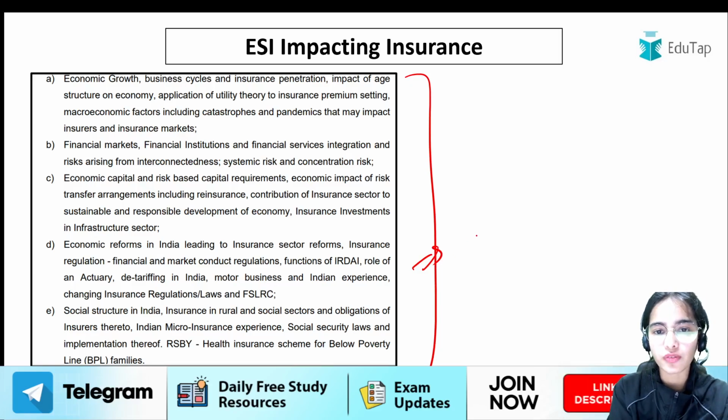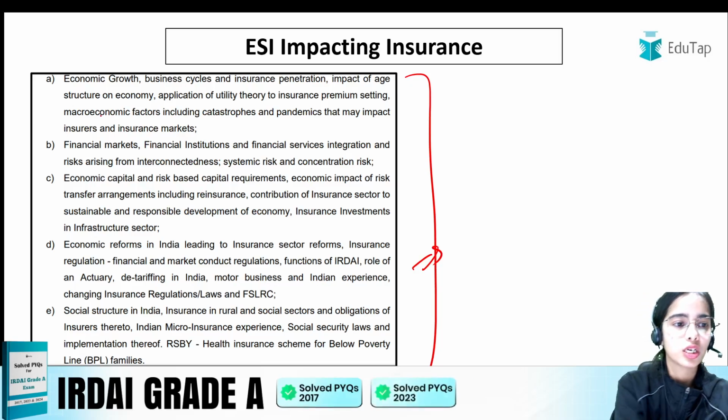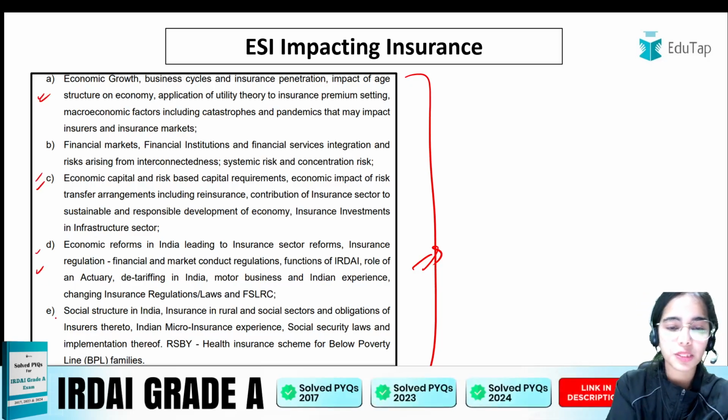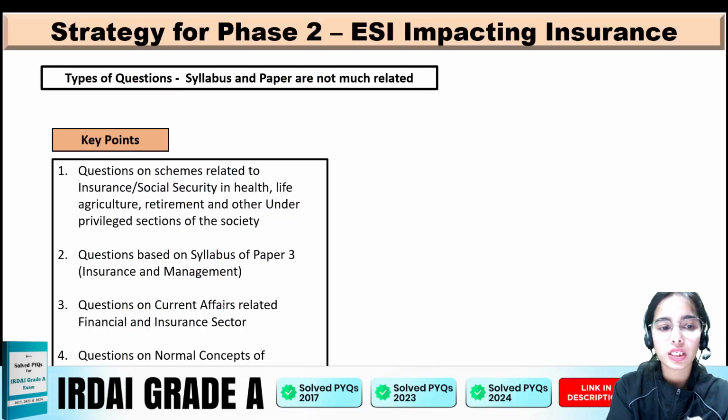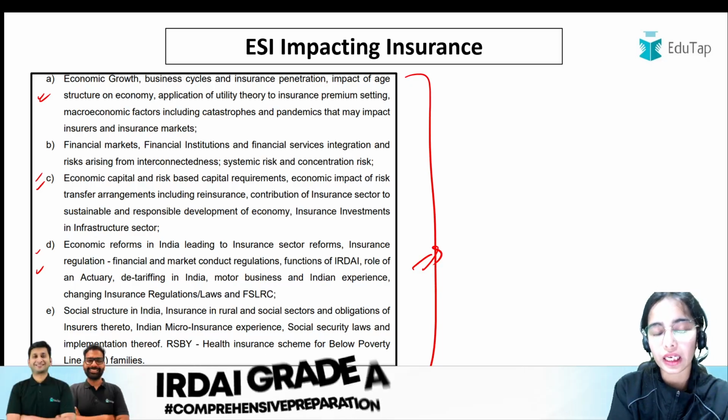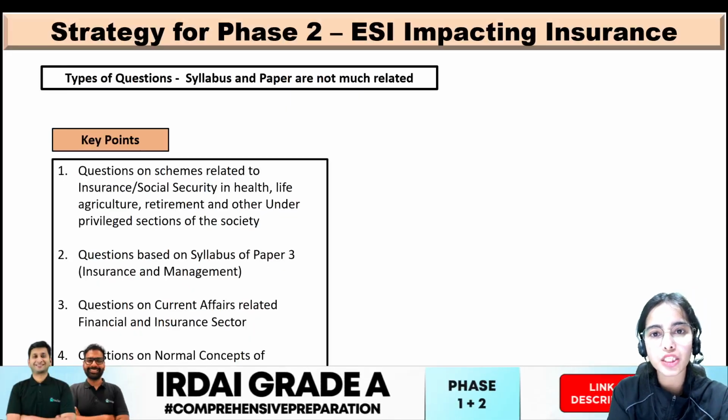So this is the syllabus for the ESI impacting insurance. This syllabus has been given to you. Now here remember that you have to focus on some key areas. So let me show you which areas you have to focus on.